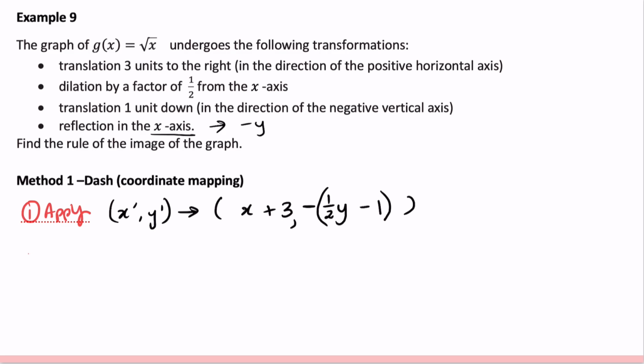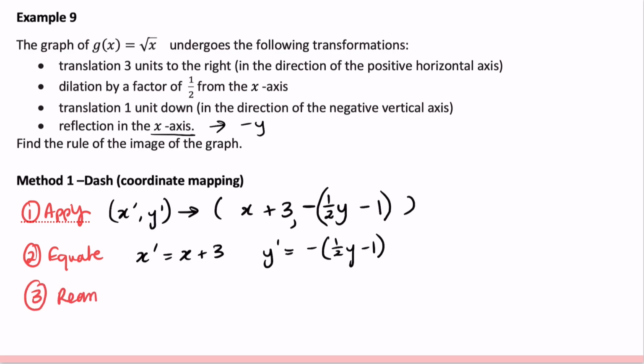Now the second step is we're going to rearrange. So, or rather, sorry, equate first, then we rearrange. So our new x is equal to x plus 3, and our new y is equal to -1/2 y minus 1. Now we're going to rearrange so that I can substitute it into my equation, because remember my equation is old y and old x. So I need to get old y and old x together.